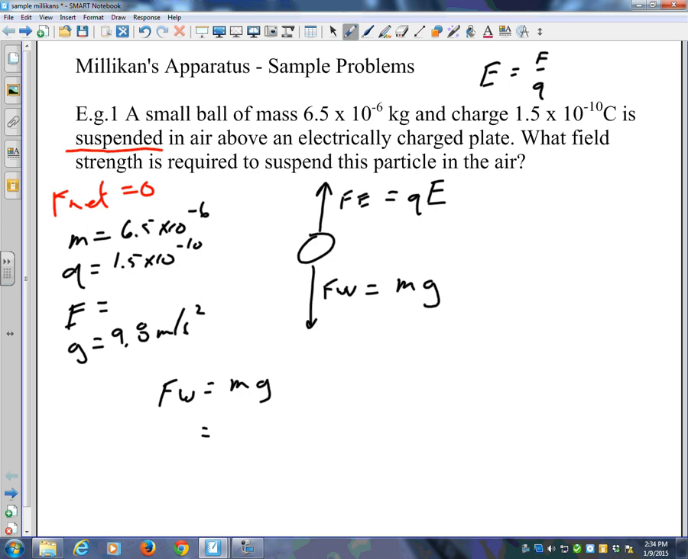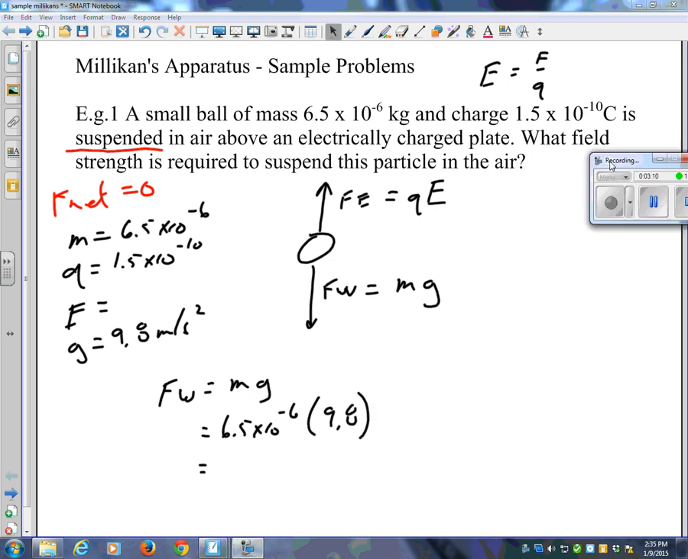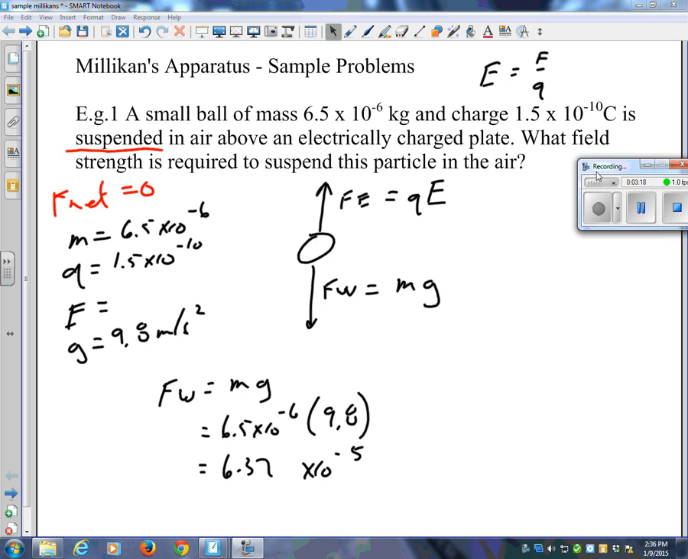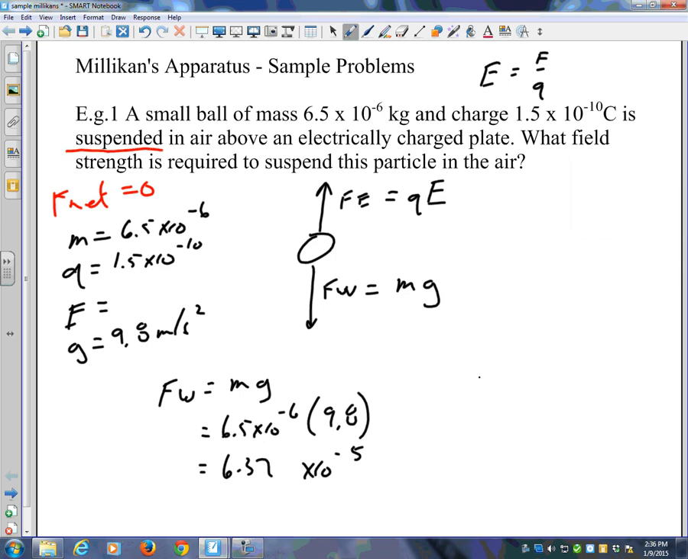So the mass is 6.5 times 10 to the minus 6 times 9.8. And I'm going to pause here and give you a chance to try that on your calculator, just to give you another opportunity to use scientific notation. 6.37 times 10 to the minus 5. Okay, now that is equal to the weight force. That is what's equal to the electric force. So over here you're going to write FE is equal to QE. 6.37 times 10 to the minus 5.